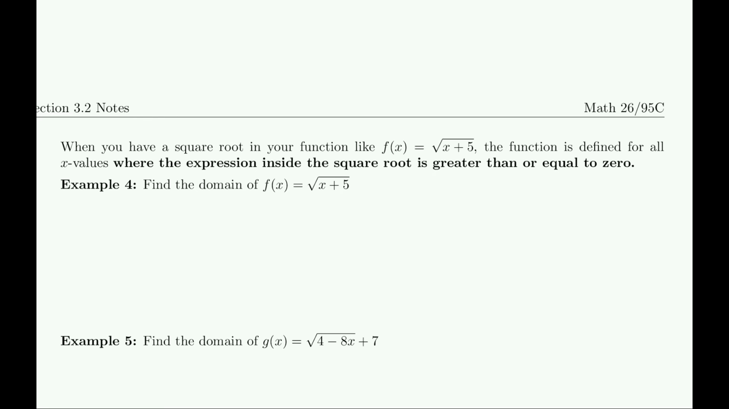So when you have a function like this, square root of x plus 5, the function is defined for all x values where the expression inside the square root is greater than or equal to 0. So what you do is you take whatever is inside the square root and you put greater than or equal to 0 and solve it.